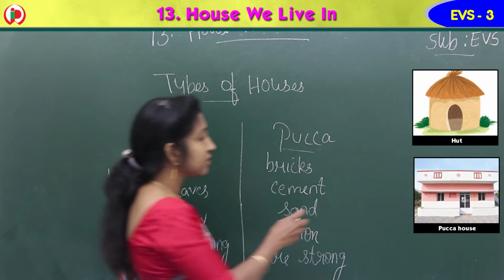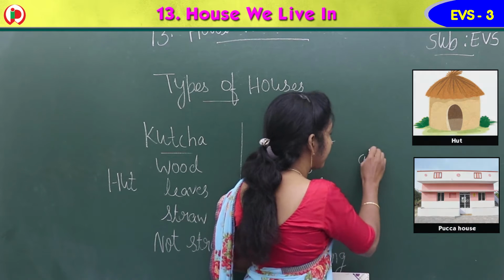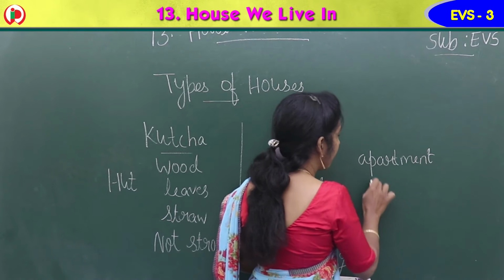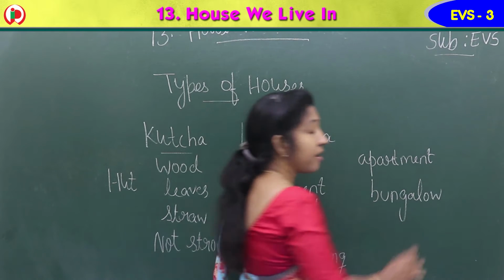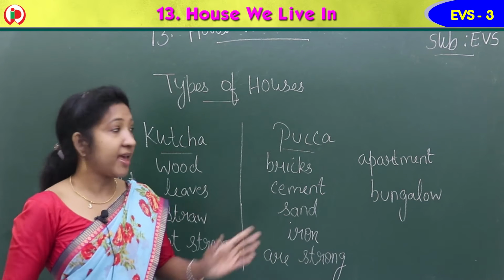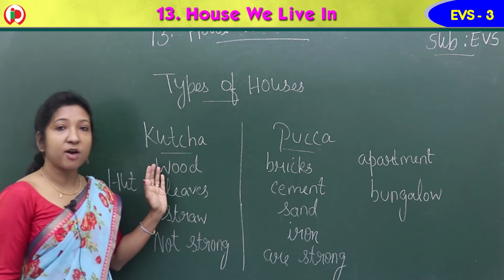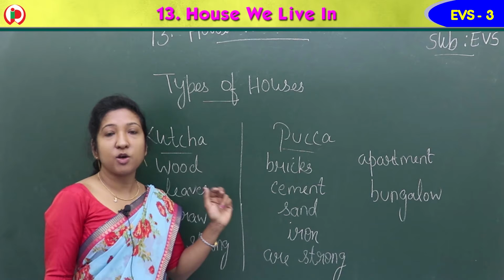Example for pakka houses, what? Yes, apartments, bungalow. These are the examples of pakka house. They are strong. So these are the two types of houses we learned. Kacha house and pakka house.